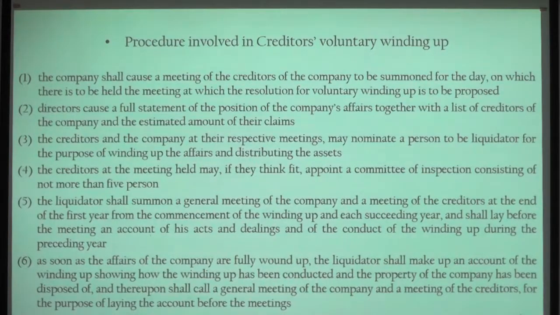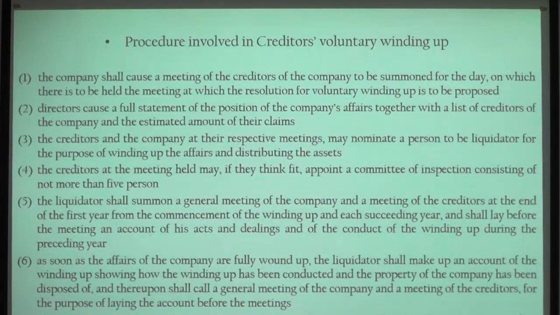So, in such a case, the creditors can proceed to voluntarily wind up a company under the creditors voluntary winding up procedure. Here then the directors cause a full statement of the position of the company's affairs together with the list of creditors of the company and the estimated amount of their claims against the company's remaining assets. The creditors and the company at their respective meetings may nominate a person to be liquidator for the purpose of winding up the affairs and distributing the assets.